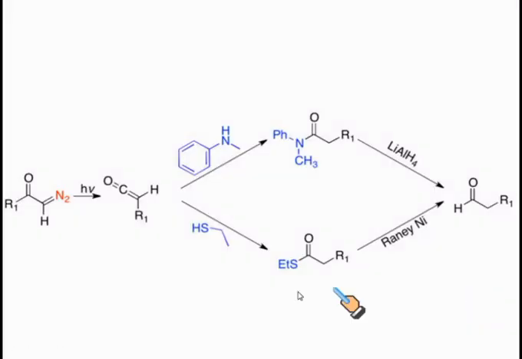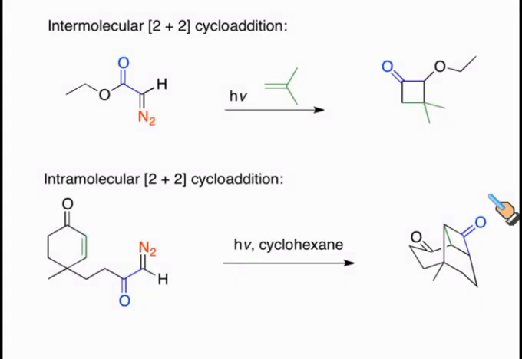Now when an alpha diazoketone on photolysis forms a ketene, which on treatment with an N-substituted amine forms the N-substituted amide, which on treatment with lithium aluminium hydride generates an aldehyde. The desired aldehyde we can also obtain when the ketene is treated with a thiol, which forms a thioester, which on treatment with Raney nickel forms the aldehyde.